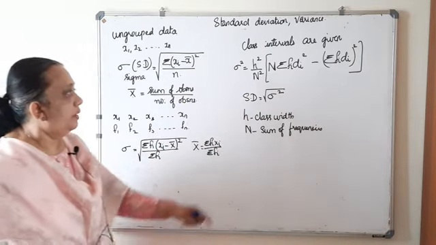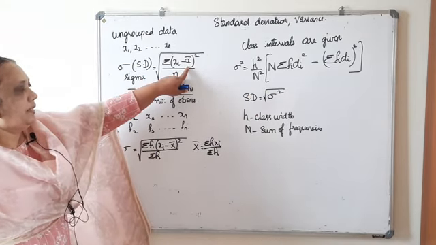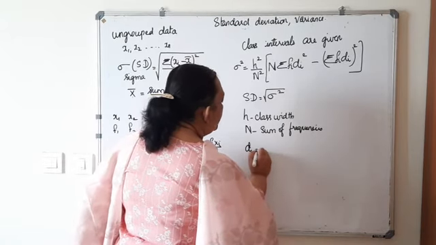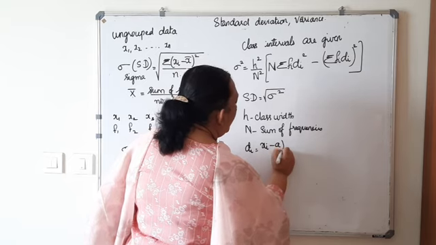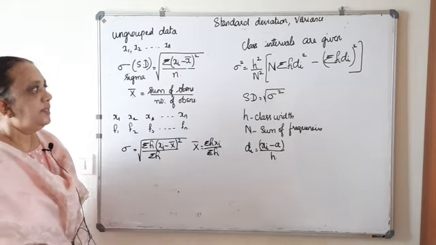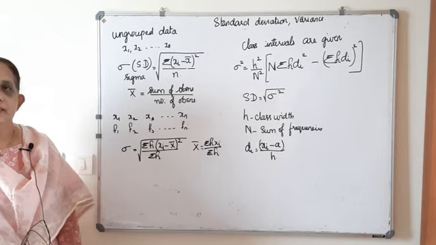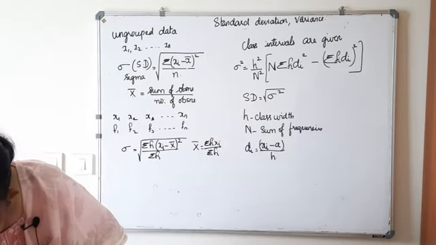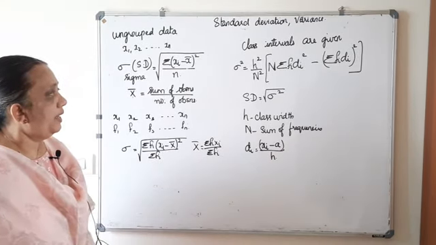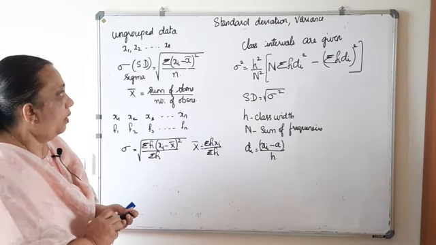You are familiar with the notation di, because here you are using measure of central tendency x bar. So in the same way, what is di equal to? Di is equal to xi minus a divided by h. So this is when class intervals are given, sigma squared is equal to h squared by n squared into n into sigma fi di squared minus sigma fi di the whole squared. So take down the formula.